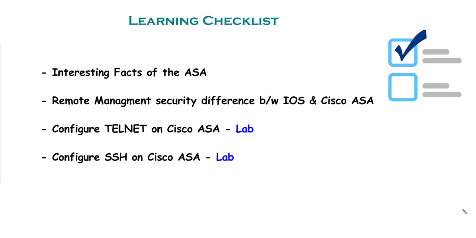So how does the firewall behave in this manner? We will be looking at that and then configuring Telnet and SSH on the ASA. Let's begin.